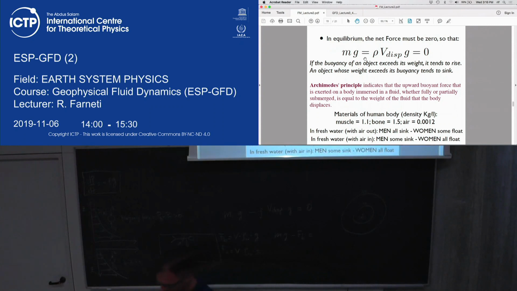Well, I'm going to give you more examples to convince you. Okay, more funny examples. So this is Archimedes' principle. I mean, this is high school stuff. Archimedes' principle says that the upward buoyancy force, it's always upward, that is exerted on a body immersed in a fluid, whether fully or partially, is equal to the weight of the fluid that the body displaces, rho V g. So V could be my total volume or some partial volume of myself.